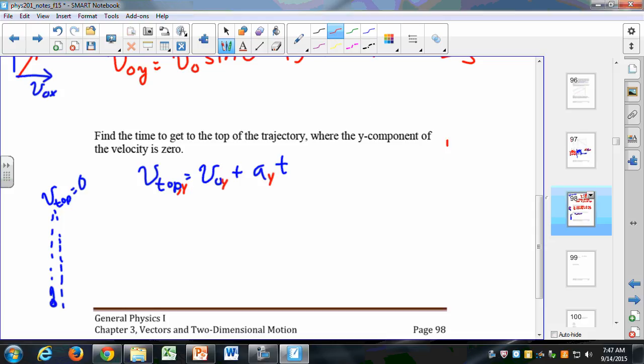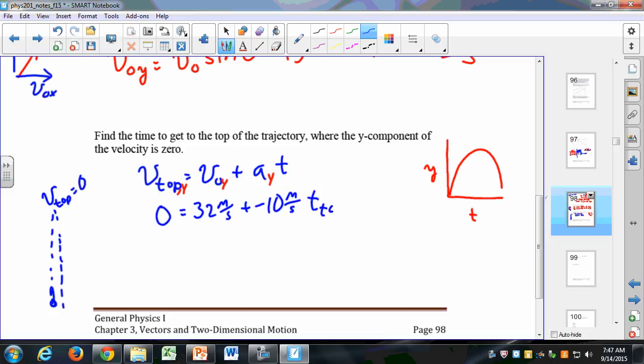Remember, by the way, if I plot this y versus t, it looks like this. That describes just the up and the down motion. Big positive velocity, smaller positive velocity, zero velocity, increasing negative velocity. So that just describes our y motion. It has nothing to do with the horizontal motion. All right, so I get 0 equals 32 plus -10 times t. I'm going to call this t top because that's the time when it's right up here. If I solve that for t top, I get 3.2 seconds.